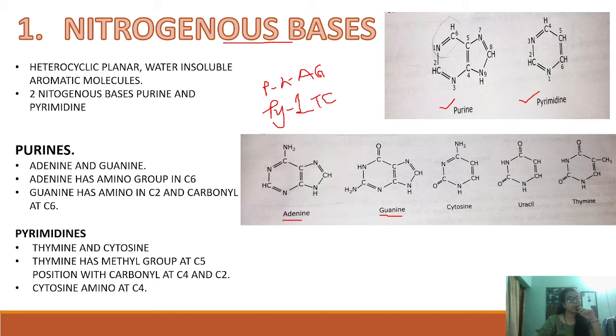But in case of RNA, instead of thymine, what will be present? Uracil will be present. This is the difference between the structure of DNA and RNA. So, purines, that is adenine and guanine: adenine has an amino group in the C6 position. You can see that is the amino group, the NH2 group, in the C6 position.